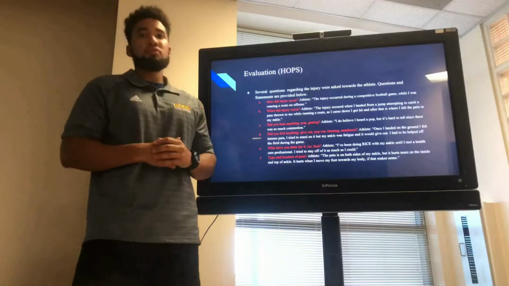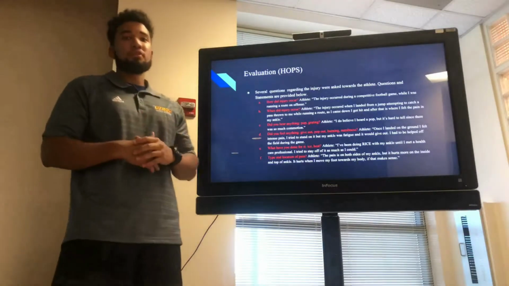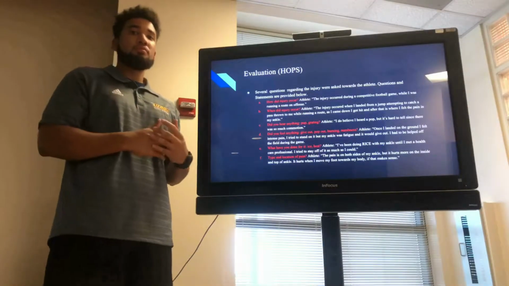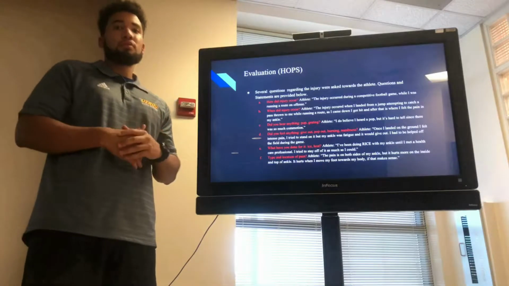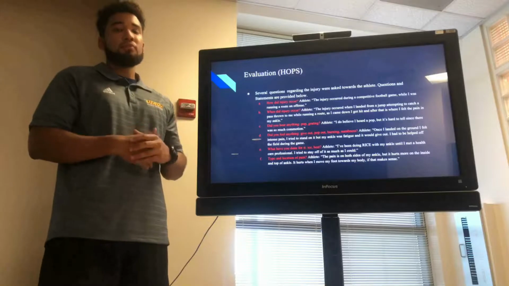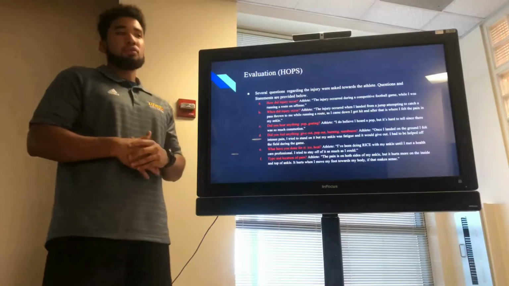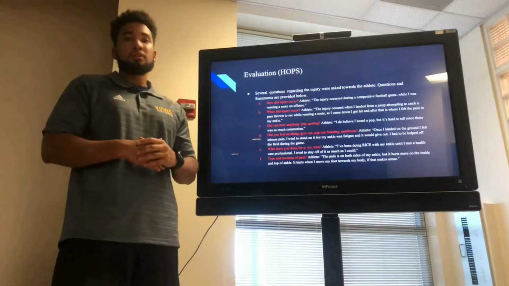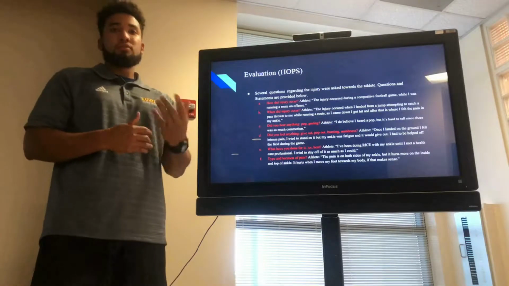The next question we asked is, when did the injury occur? The athlete mentioned the injury occurred when I landed from a jump, attempting to catch a pass thrown to me while running a route. As I came down, I got hit, and after that is where I felt the pain in my ankle. The player really doesn't recall much from the contact hit that he received, but that's his response.